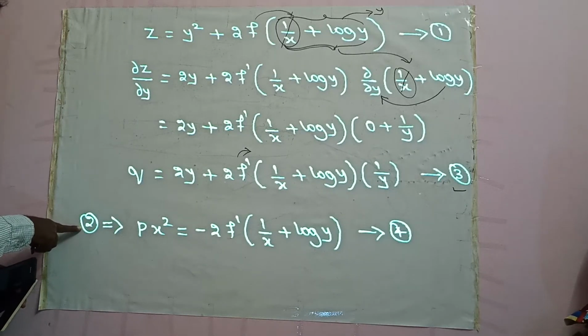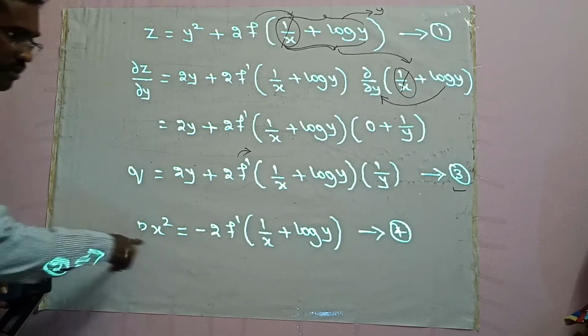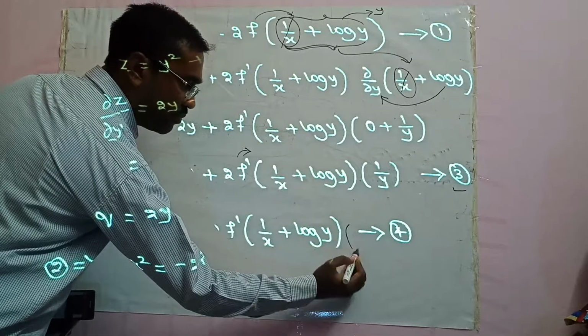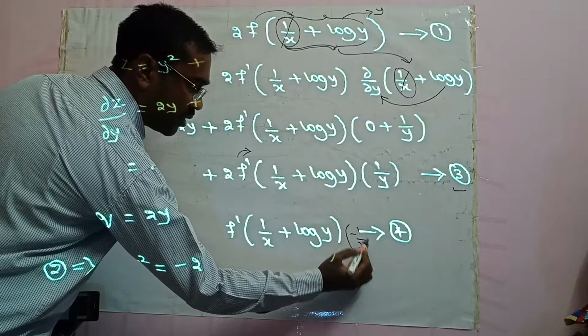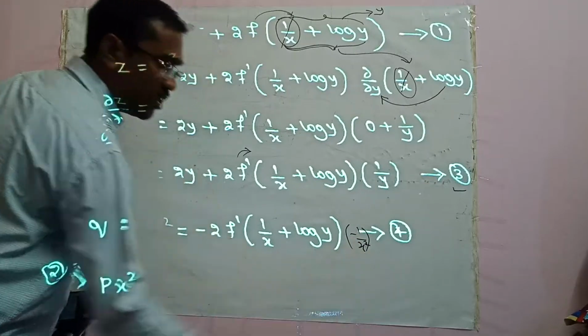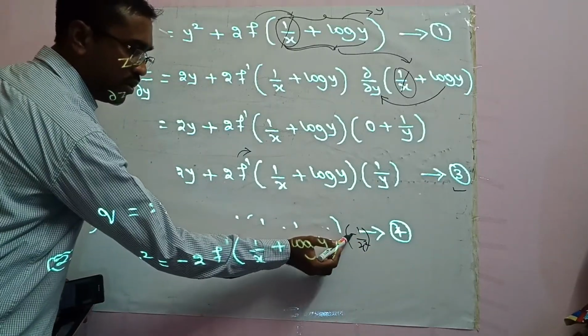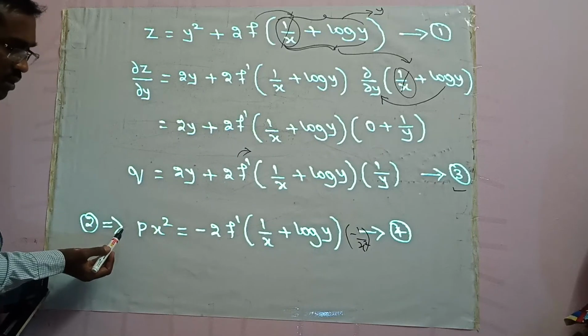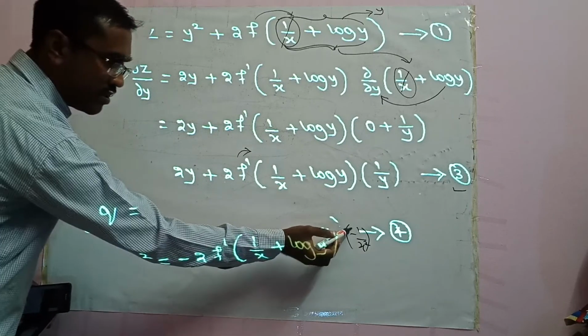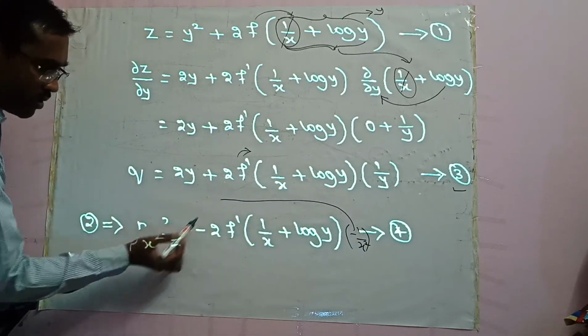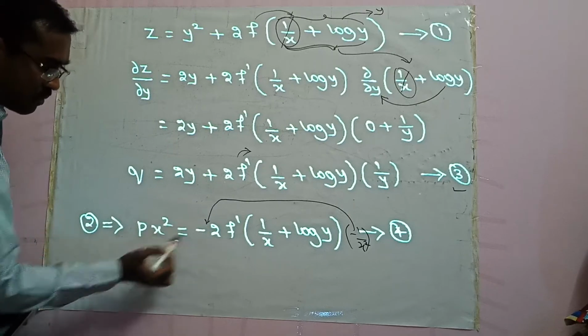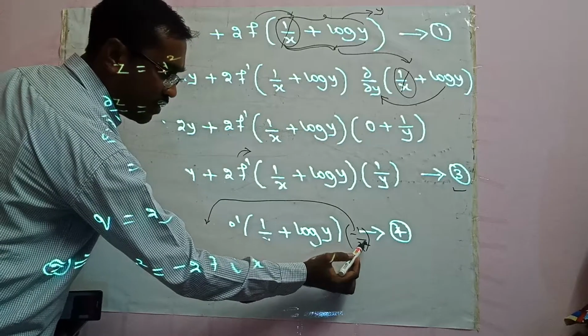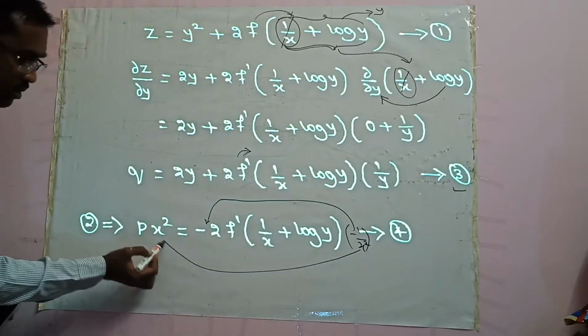The equation 2 we have rewritten as this. We had minus 1 by x square here. What have we done? We have multiplied this minus sign. We have taken this minus sign here. And we have cross multiplied this x square to the other side.